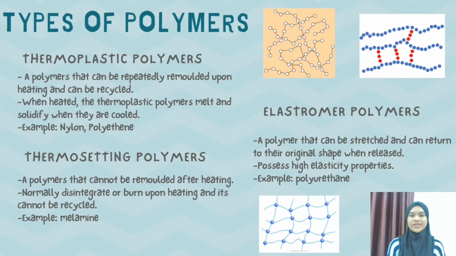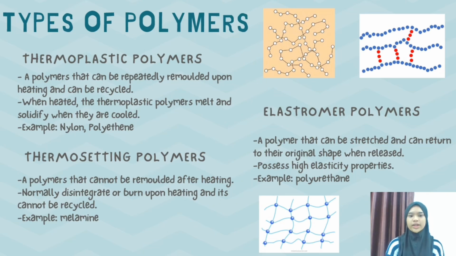Next, we are going to the types of polymers. There are three types of polymers, which are thermoplastic polymers, thermosetting polymers, and elastomer polymers. Okay, for the first one, thermoplastic polymers are polymers that can be repeatedly remolded upon heating and can be recycled, for example nylon and polyethylene. When heated, thermoplastic polymers melt and solidify when they cool. For your information, thermoplastics are widely used in packaging.